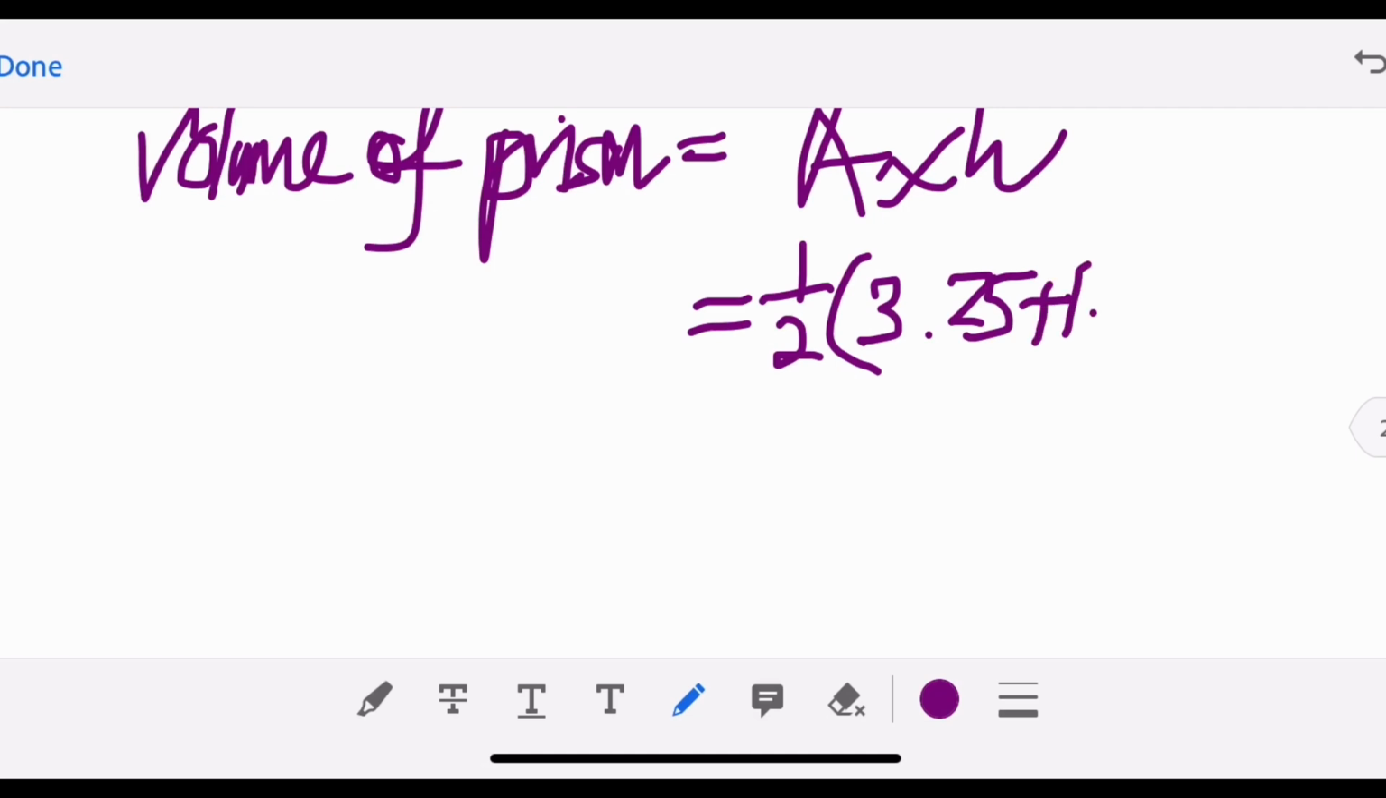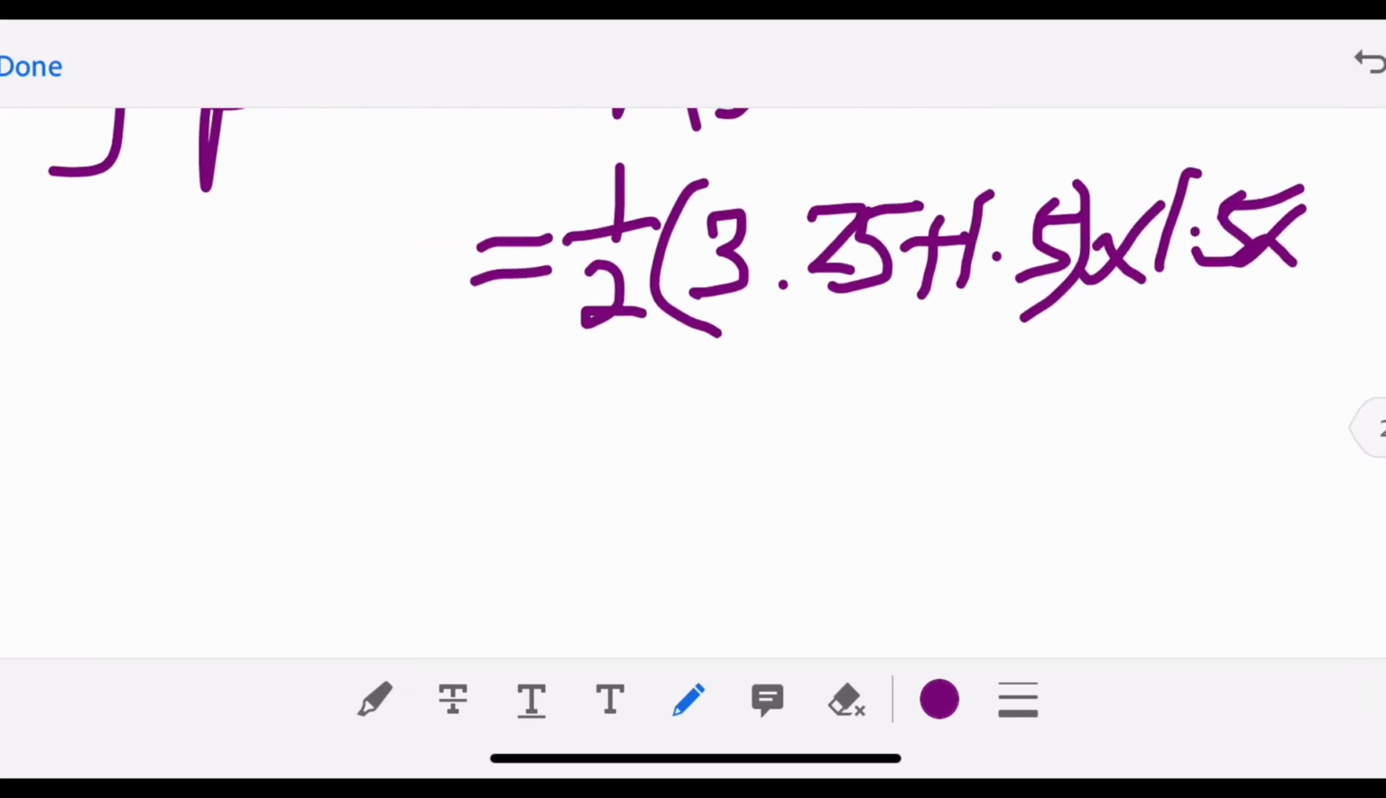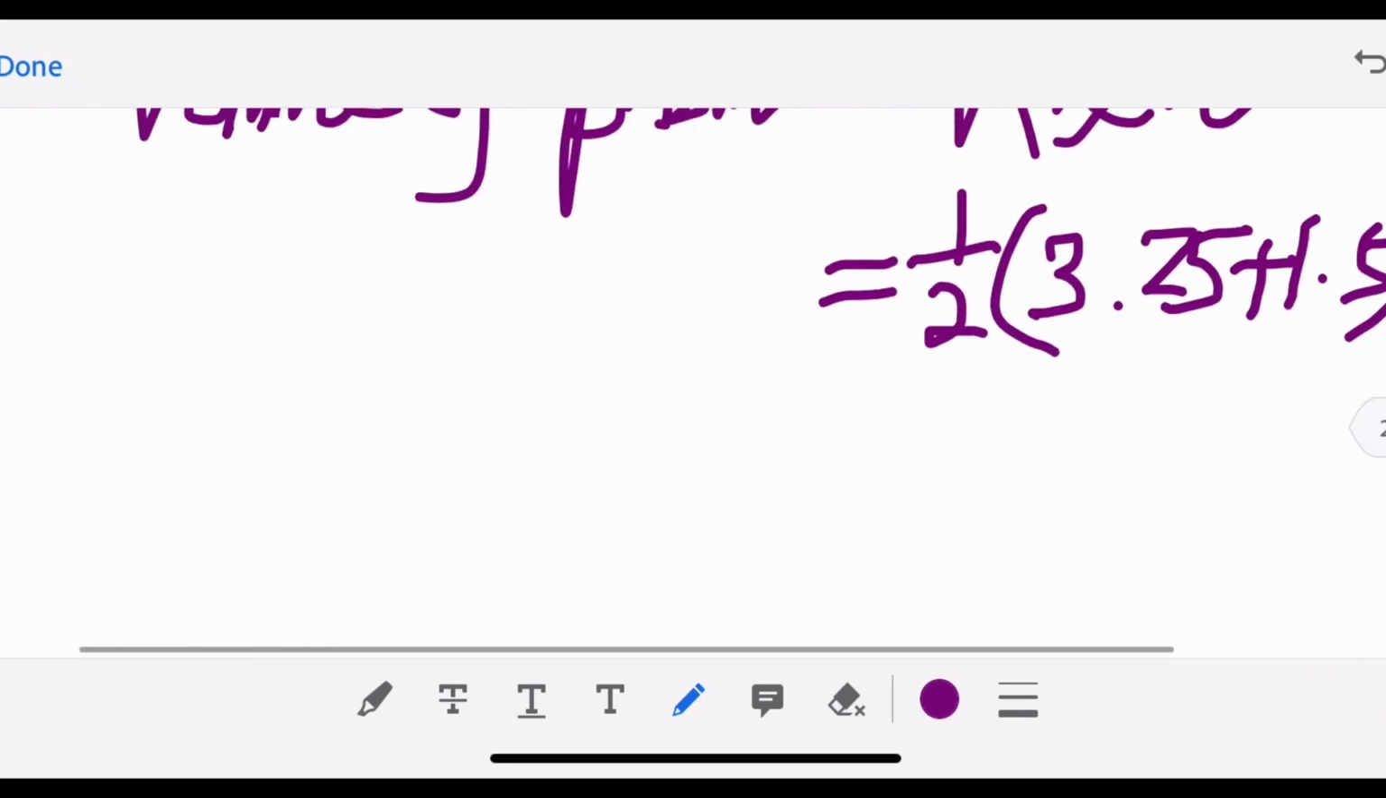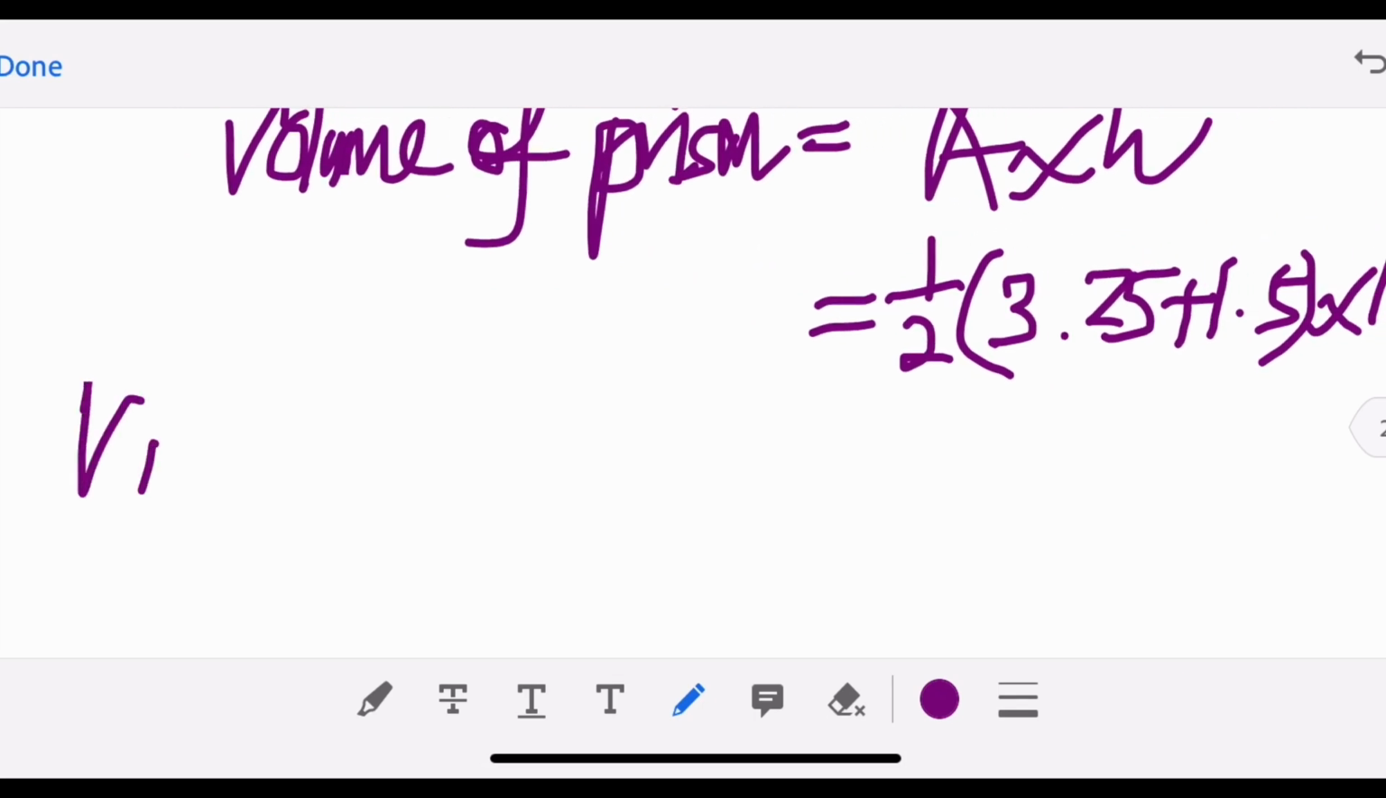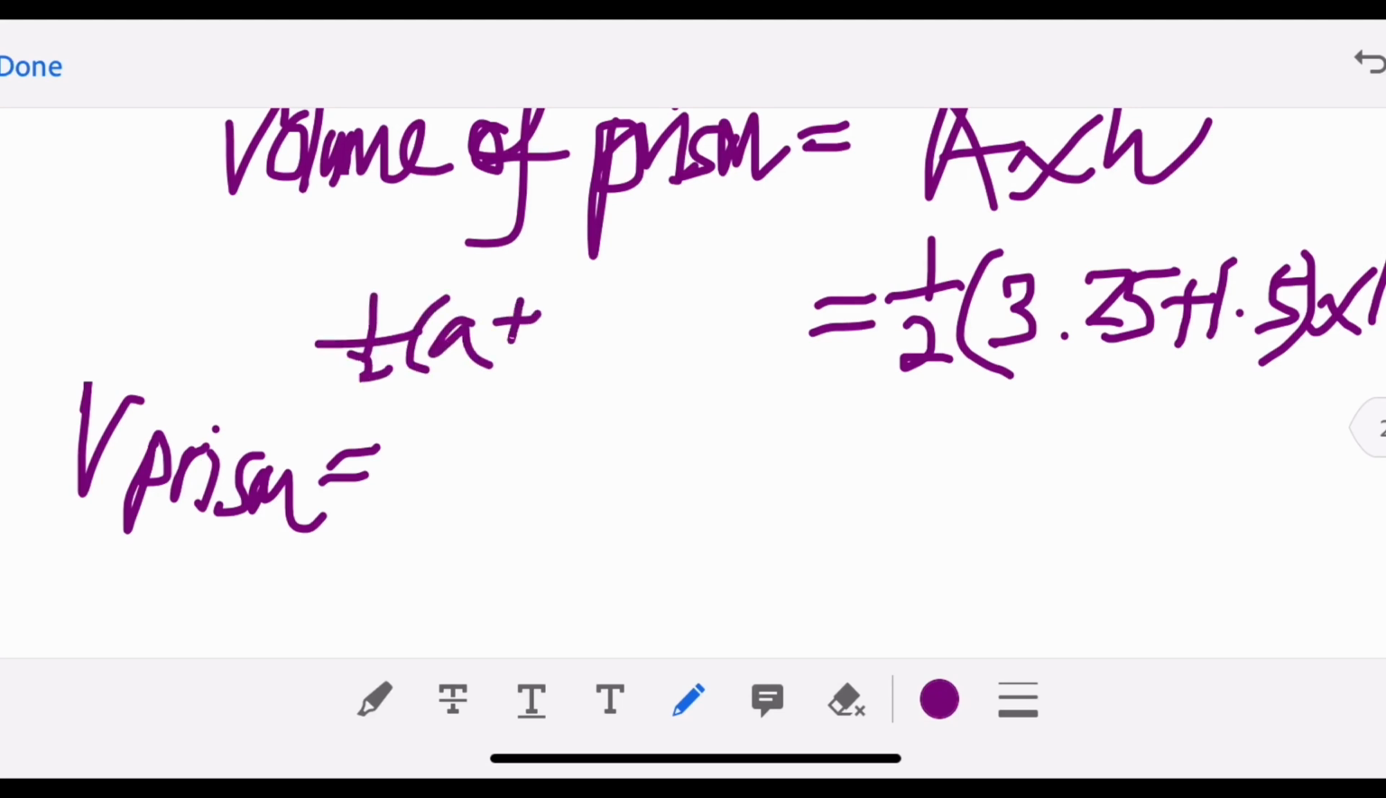3.25 plus 1.5, times the H. The H here is the distance between the two parallel lines, which is 1.5 for the trapezium, and you have to times 1.5 again for the distance between the two cross section areas. Only then you press your calculator.